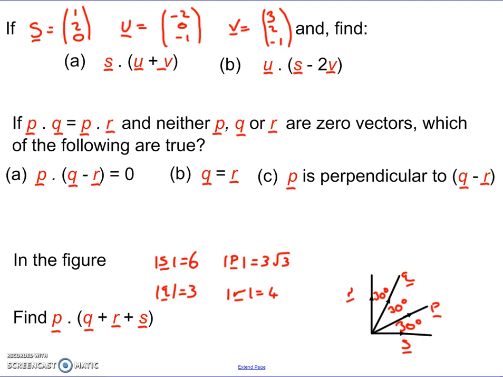And the last one, I've given you a figure with 4 vectors in it and a few angles and a couple of the magnitudes for these vectors. I want you to find p dot bracket q plus r plus s. So this time the bracket's got more than just 2 vectors in it. So, pause the video and have a go.